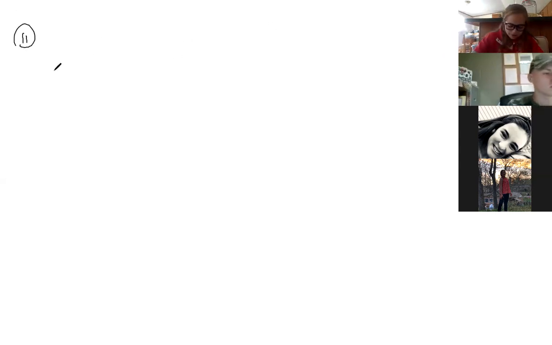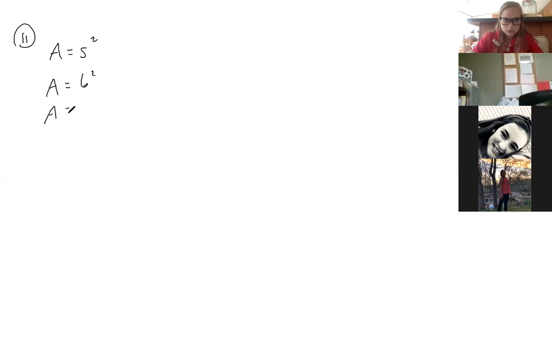Number 11, find the area of the base. So we're using this square pyramid. Well, what kind of base do we have? We have a square base. So the area of a square is s squared. One of the sides of the base is 6. So therefore, the area of the base is 36 square meters.